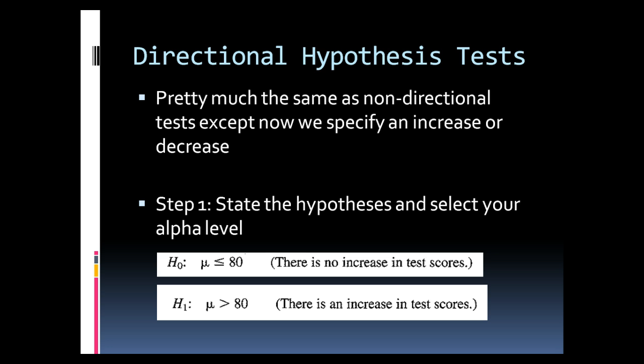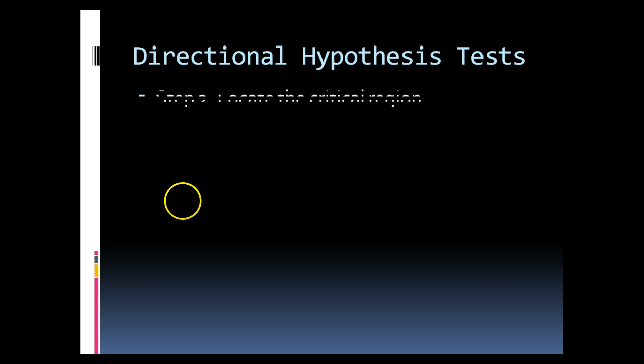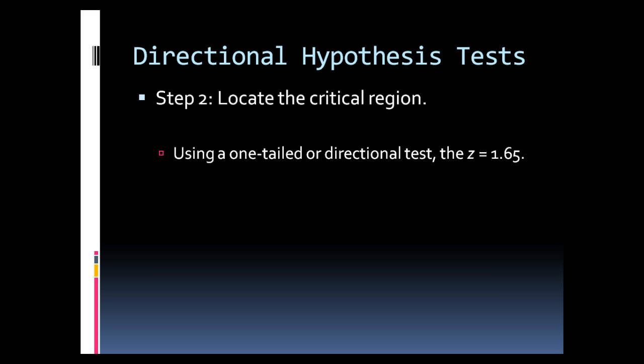We have non-directional and then obviously directional hypothesis tests. It's pretty much the same, except we specify an increase or decrease. So same steps. We state the hypothesis and select our alpha. In the Wisconsin card sorting task example, H sub 0: mu is less than or equal to 80, and the alternative H sub 1: mu is greater than 80. We locate our critical region.